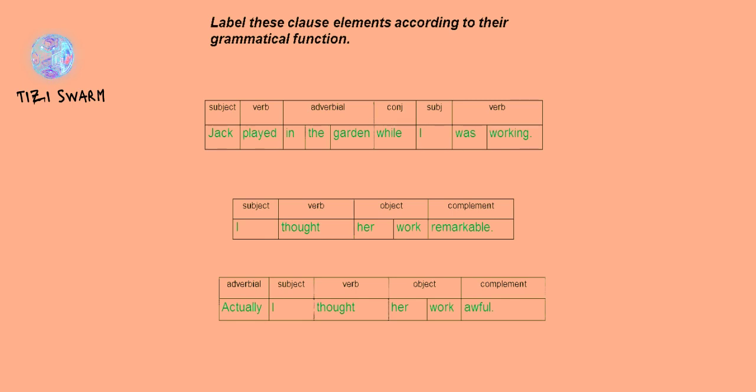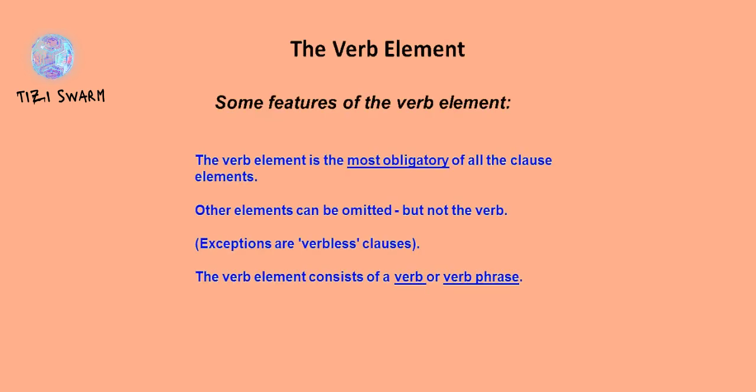So now let's have a look a bit more closely at the verb element. Okay, so a verb element, some important features to know about the verb element. First of all, it's the most obligatory of all the clause elements. We can't have a clause without a verb. We can miss other clause elements out. They're optional, but a verb is obligatory. There are some exceptions to this, but we're not going to go into that at the moment. And basically, a verb element consists of a verb on its own or a verb phrase. As we know, a verb phrase is a verb plus a noun phrase, or a verb plus a prepositional phrase, or a verb plus an adverb.